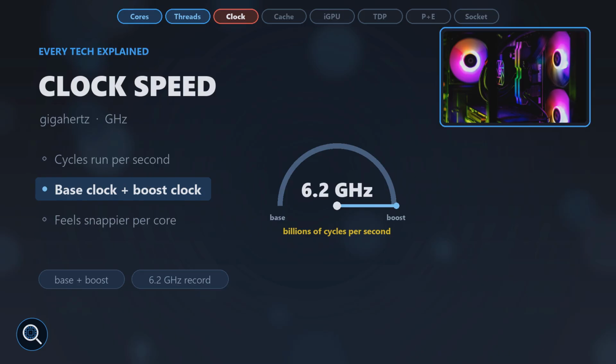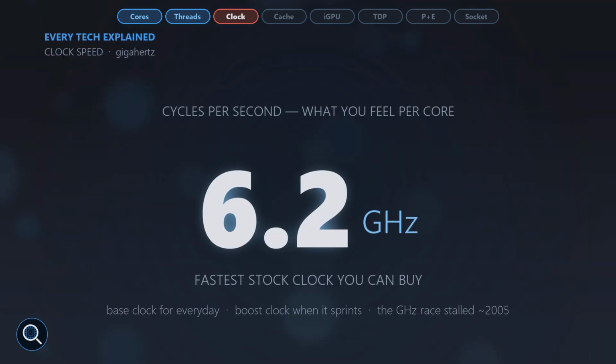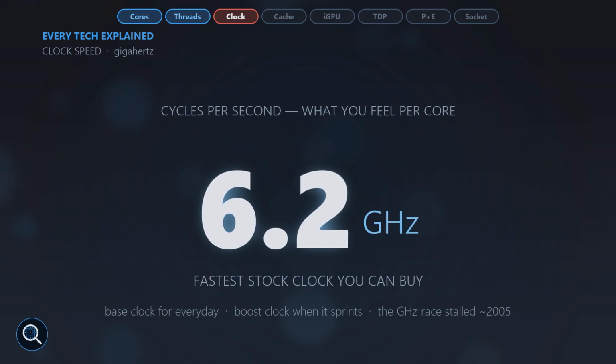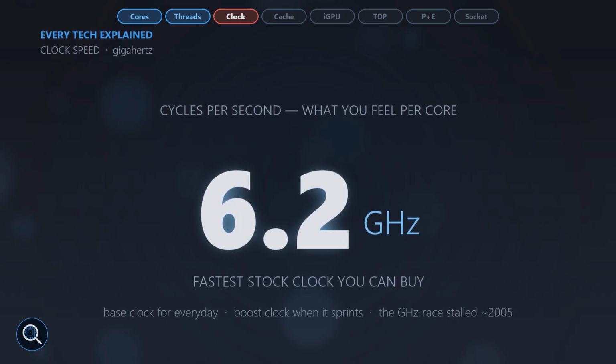The weakness is that you can't just crank it forever. Heat and power climb steeply, which is exactly why the industry stopped chasing gigahertz around 2005 and started adding cores instead. The record to know: Intel's fastest chip hit 6.2 gigahertz straight out of the box, no overclocking required.